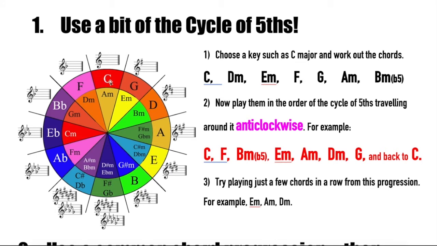So if I pick a key like C, I need to work out the chords. You should remember that chord 1, chord 4, and chord 5 in a major key are major chords, and 2, 3, and 6 are minor chords. This seventh one is like minor flat 5, so that's a diminished sound, but not a full diminished chord yet. So the cycle of fifths can also tell us this stuff.